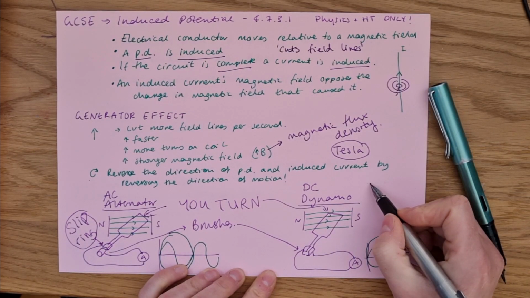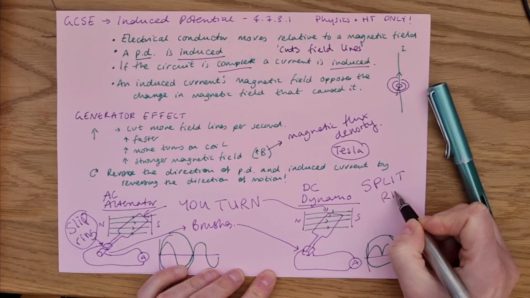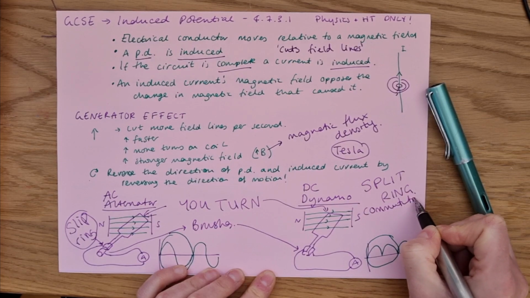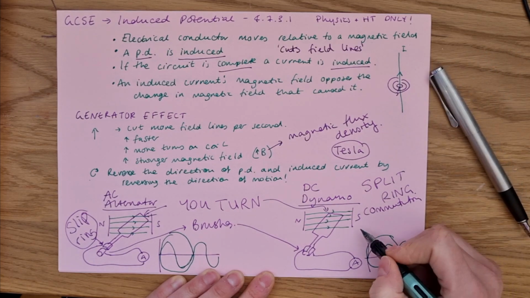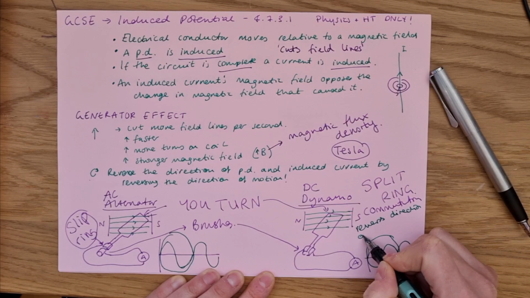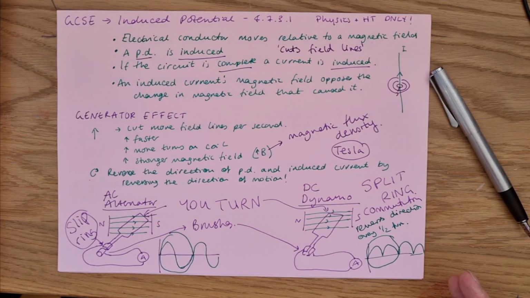The dynamo, however, has a split ring. It's called a split ring commutator, and this is what makes the difference between the alternator and the dynamo. The split ring commutator reverses the direction every half turn. So instead of this bit going down there, you reverse the connections, and so it keeps going in the same direction. That's what the split ring commutator does.